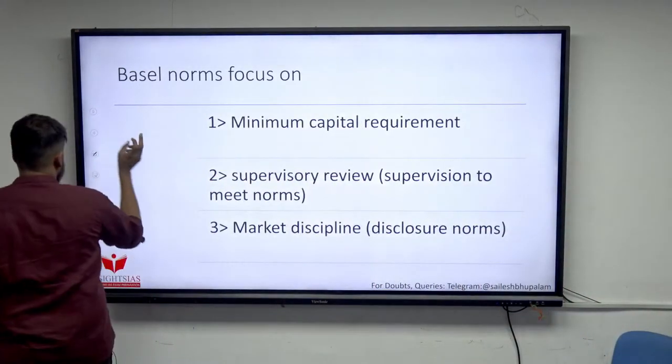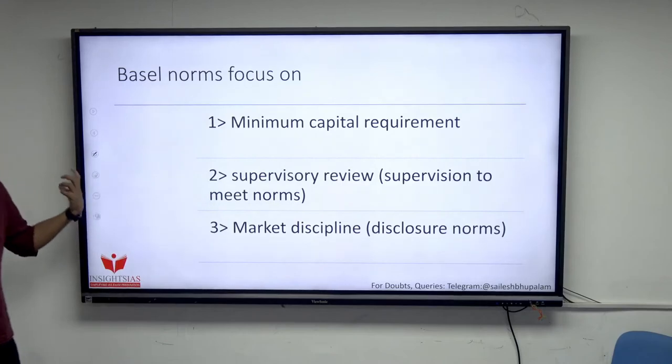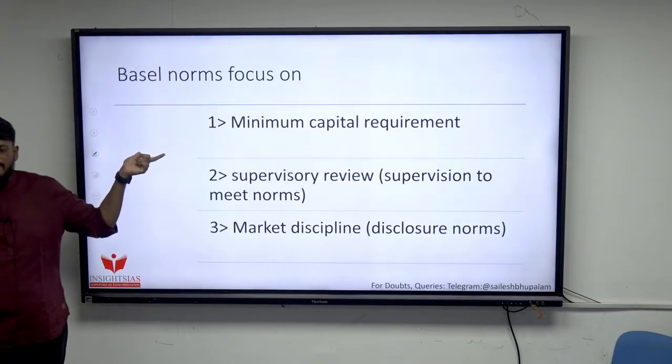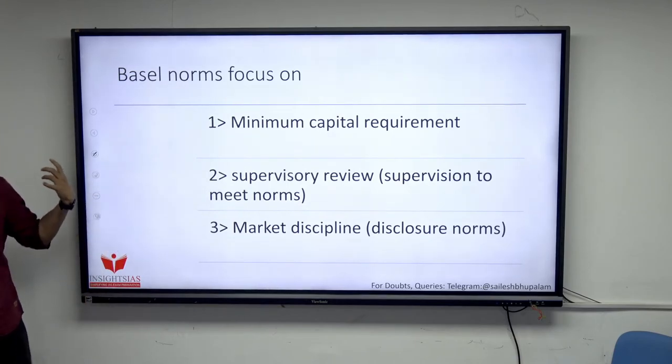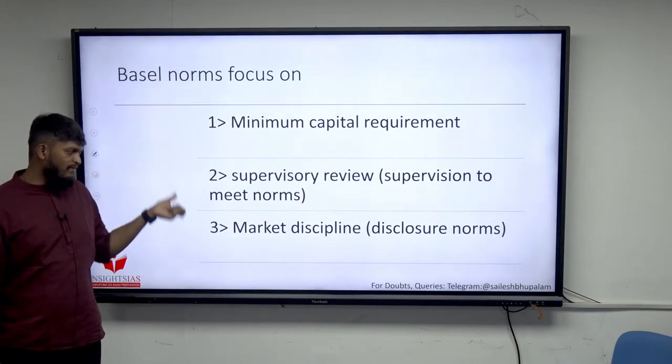So, what are these Basel norms? There are three norms in Basel. One is minimum capital requirement. Then second is supervisory review. Third is market discipline. Of these, the second and third are very simple.